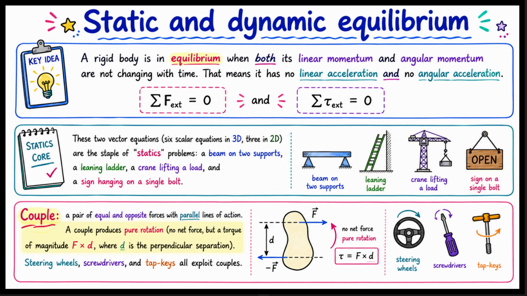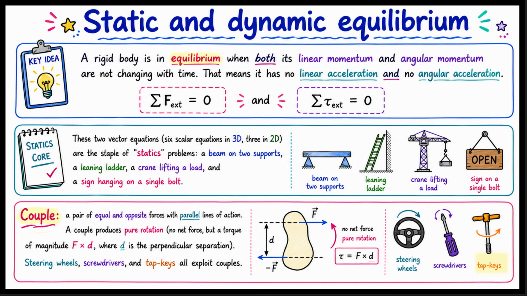Next, a couple is defined as a pair of equal and opposite forces acting along parallel lines. A couple produces pure rotation with no net force, but creates a torque of magnitude F times d, where d is the perpendicular separation between the forces. We see couples at work in steering wheels, screwdrivers, and tap keys.